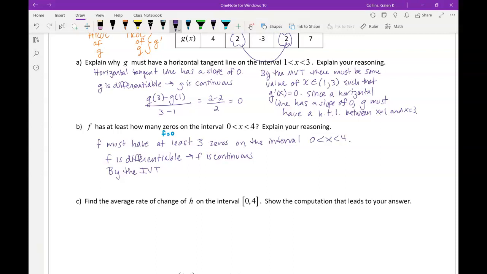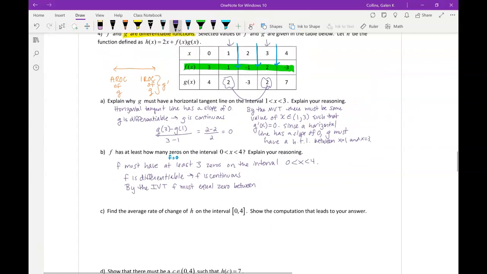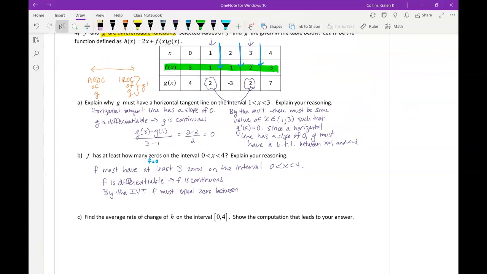Let's see, sometimes I need to think in my head before I write it. I'm going to say f must equal 0 between, and I'm going to use values of x, so f must equal 0 between x equals 1 and x equals 2, comma, because we're listing, right? x equals 2 and x equals 3, comma, and then finally x equals 3 and x equals 4. Now, I'm not really sure why my brain didn't just use interval notation just then.